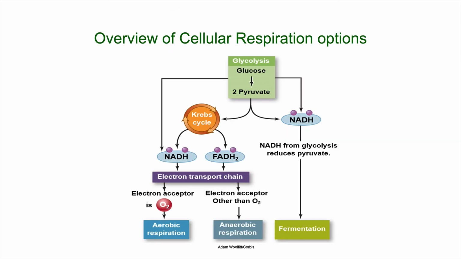So if I look at the overview of cellular respiration options, I'm going to go through glycolysis, and then if oxygen is present, I'm going to undergo the Krebs cycle and either use oxygen as terminal electron acceptor and get my maximum ATP from aerobic respiration, or use some other electron acceptor other than oxygen, still getting more ATP than I get from glycolysis.